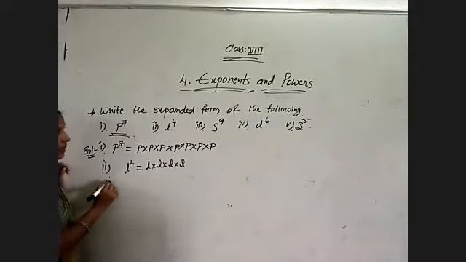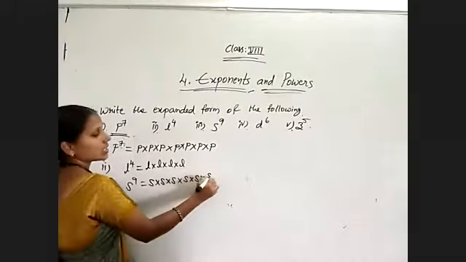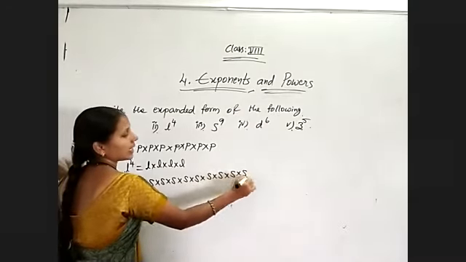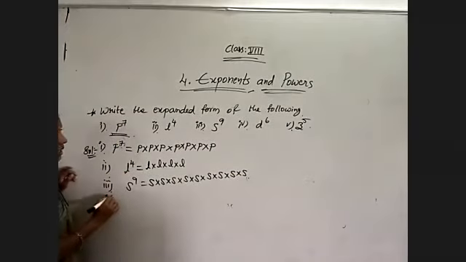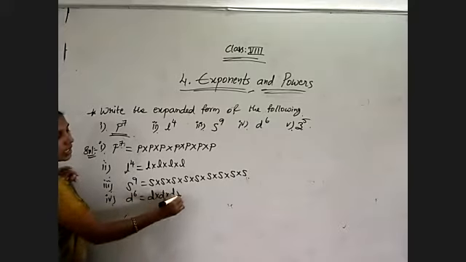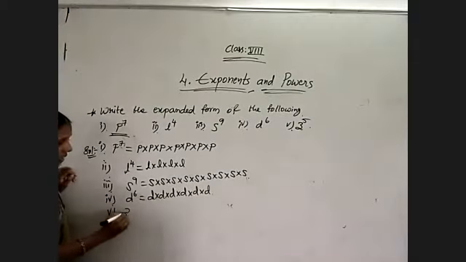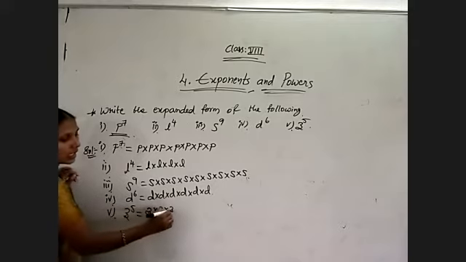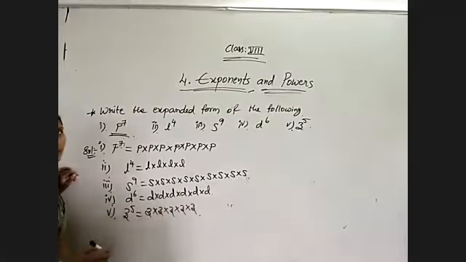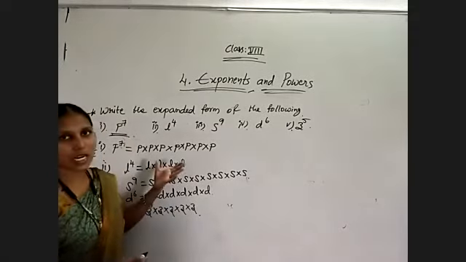And the third one. S power 9 is multiplied 9 times. 7, 8, 9 times it is multiplied. And next, fourthly, d power 6. We multiply 6 times. 1, 2, 3, 4, 5, 6. And fifth one, z to the power of 5. Z multiplied 5 times. 1, 2, 3, 4, 5. Understand? So when the exponential form is given, you need to write it in the product form.